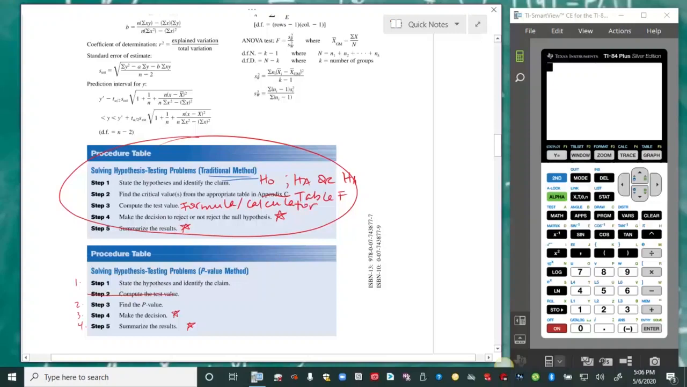And then we want to make that decision. Am I really in the unusual area? Am I significantly different enough or not? And then summarizing the results is just writing it all out in English. And you'll notice that with the p-value method, with the exception of finding the p-value, which is the area under the curve that happens to go with whatever your sample mean is, everything else is the same. I've got the same hypotheses, I've got the same decision, and the same summary.